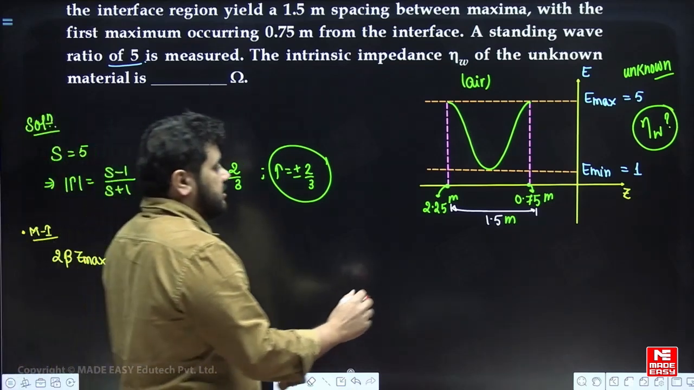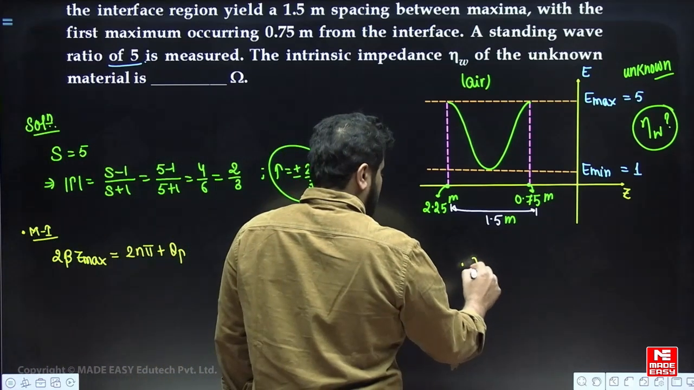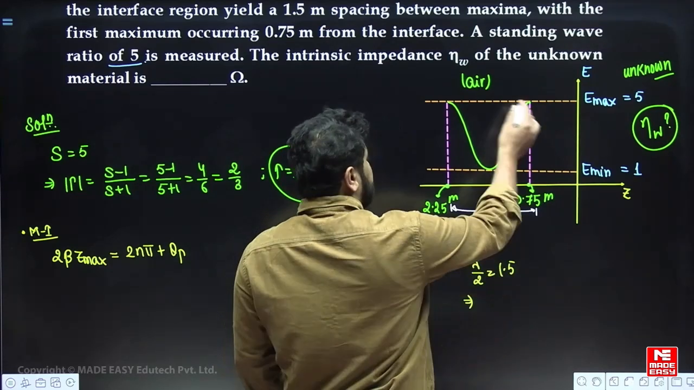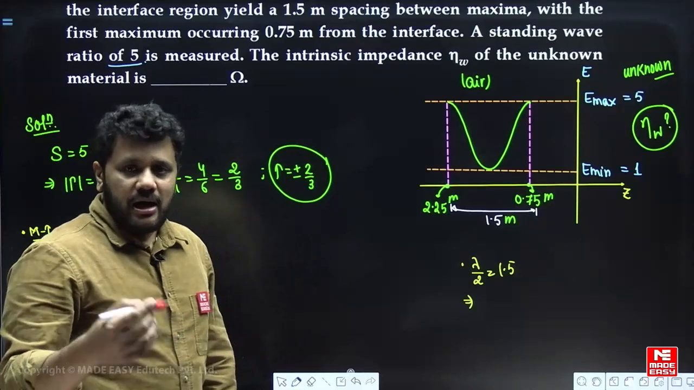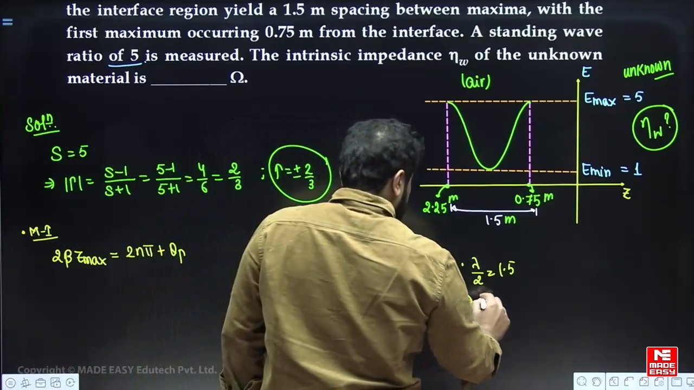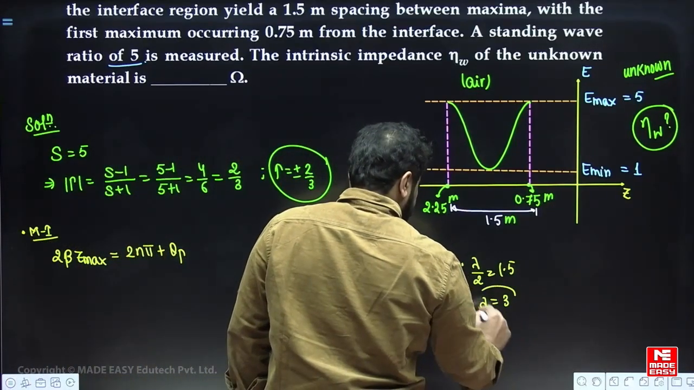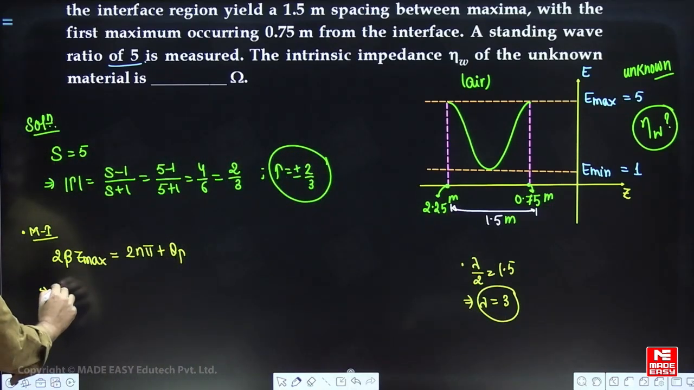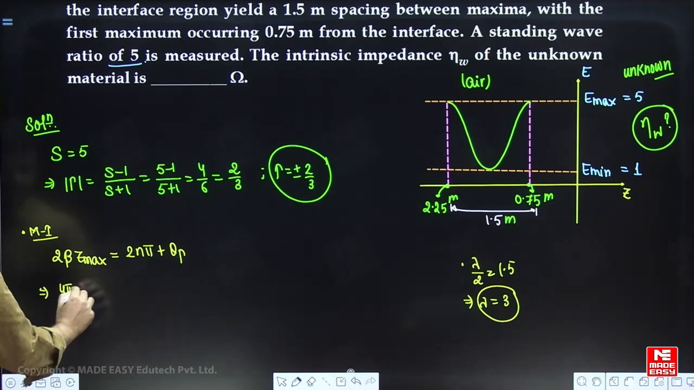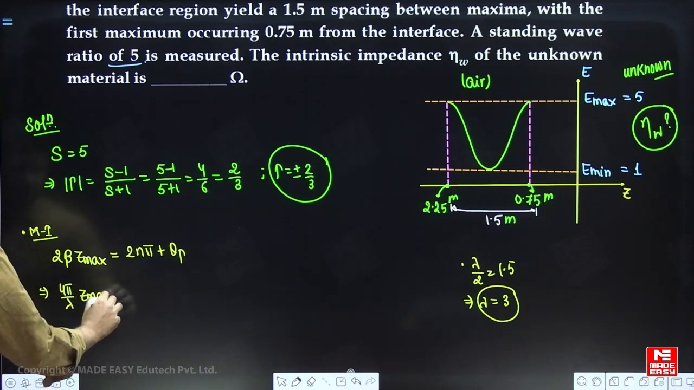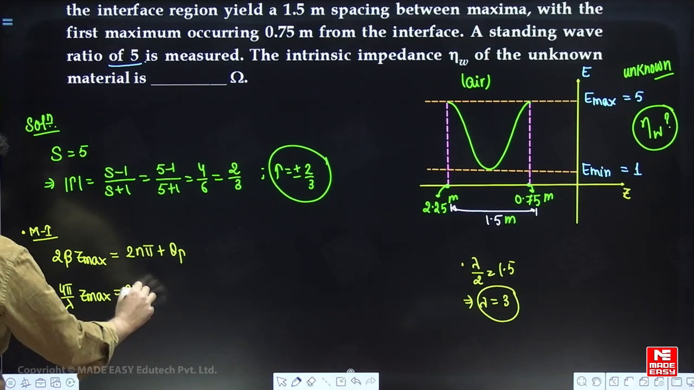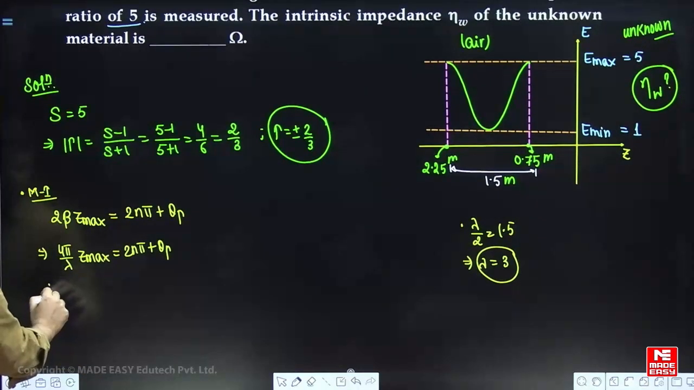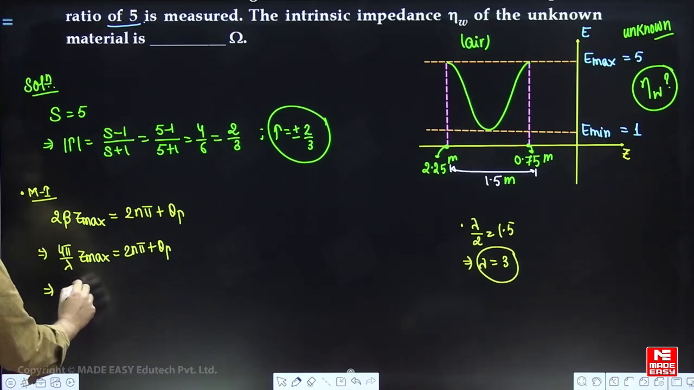Now here, lambda by 2 is given as 1.5. How do I know? Because we know that the distance between any two maxima is lambda by 2. So what is the value of lambda? Lambda is equal to 3. Therefore I can write it like this also: 4 pi upon lambda into z max is equal to 2n pi plus theta gamma. So from here, what I can say is, 4 pi upon lambda is how much?